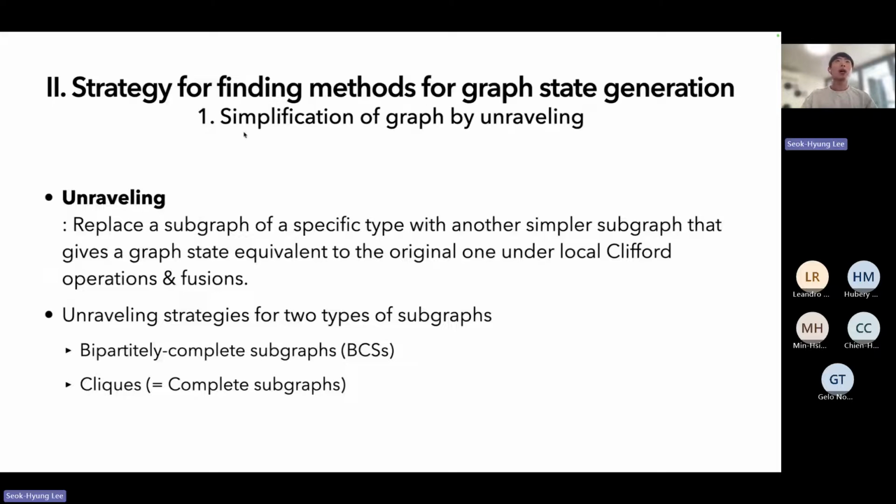And the first step of our strategy is the simplification of the graph by the unraveling process. This unraveling means replacing a subgraph of a specific type with another subgraph that gives a graph state equivalent to the original one. I'm going to elaborate on this on the next slide with some examples. And we consider two types of subgraphs for this: bipartitely complete subgraphs and cliques.